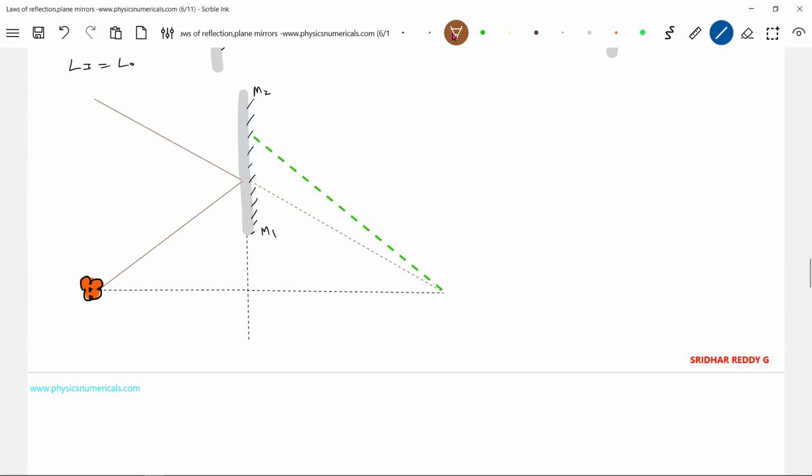This will be the incident ray. After reflection, we'll get a condition here. Look at both the rays, they are diverging from a point. So this will be the position of the flower, where the image of the flower will be.